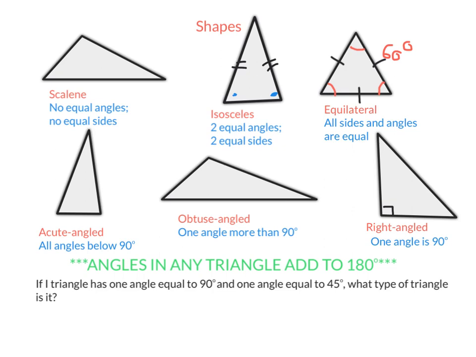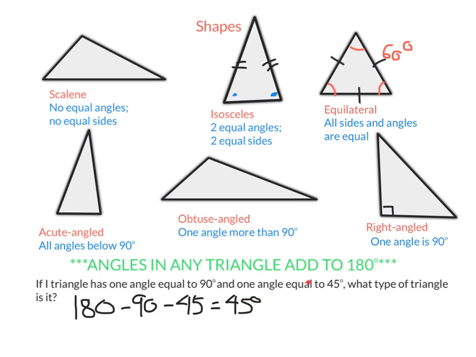So let's try this question here. If I have a triangle that has one angle equal to 90, one angle equal to 45 degrees, what type of triangle is it? Well, in order to determine whether it's scalene, isosceles, or equilateral, we need to know the third angle. We need to know how many equal angles there are, because that will tell us how many equal sides there are. Since angles in a triangle always add to 180, the third angle would just be 180 minus 90 minus 45. So actually, the third angle of this triangle is also 45 degrees.